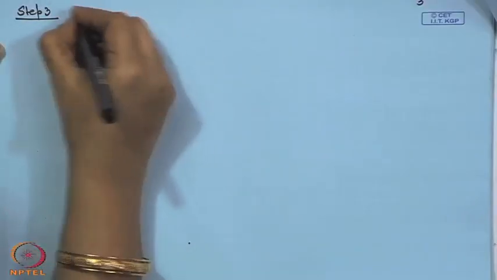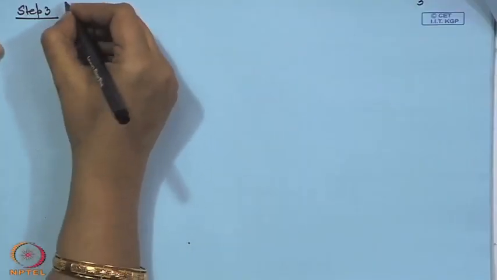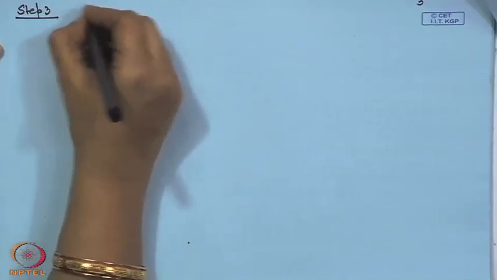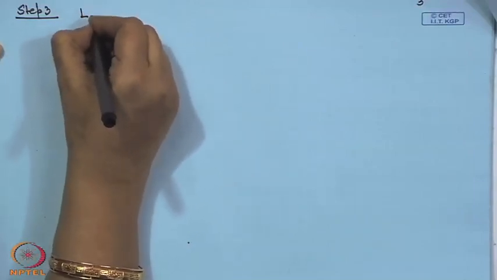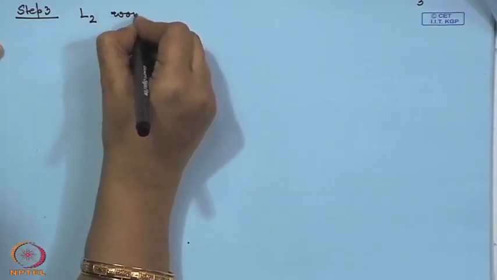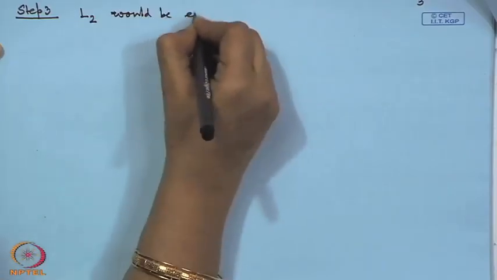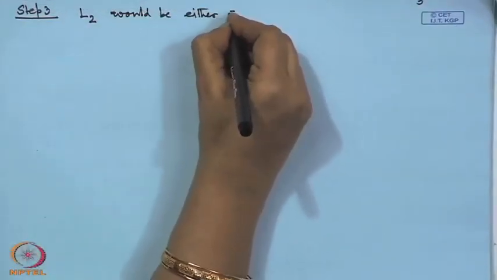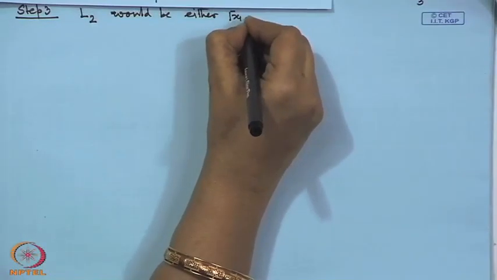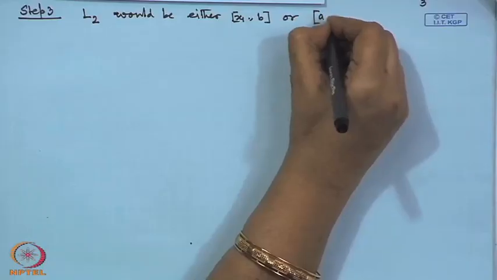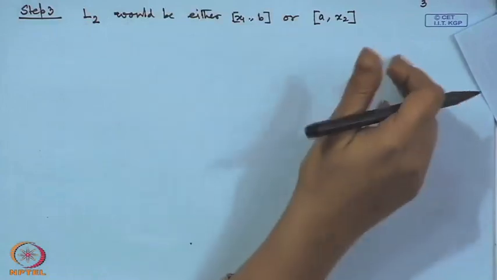we will reduce the interval L0 and we will rename the new interval as L2, as a new interval of uncertainty. That is why my new interval of uncertainty L2 would be, as we see from the previous case, either x1 to b, or it would be from a to x2 according to the functional value at x1 and x2.